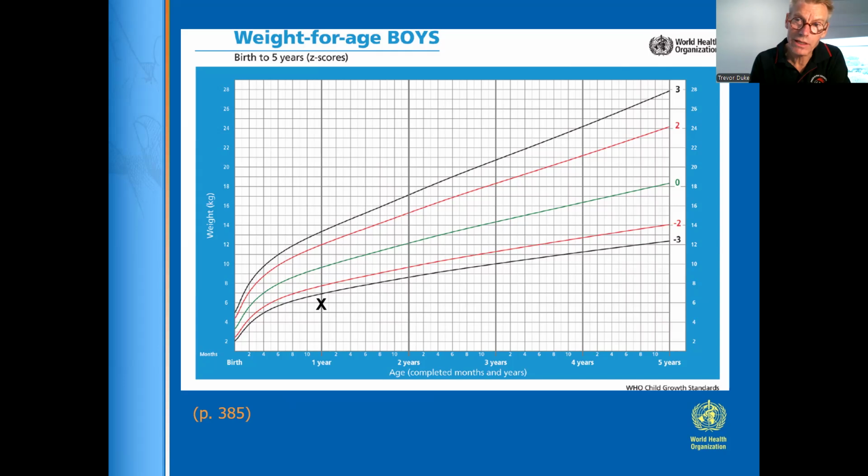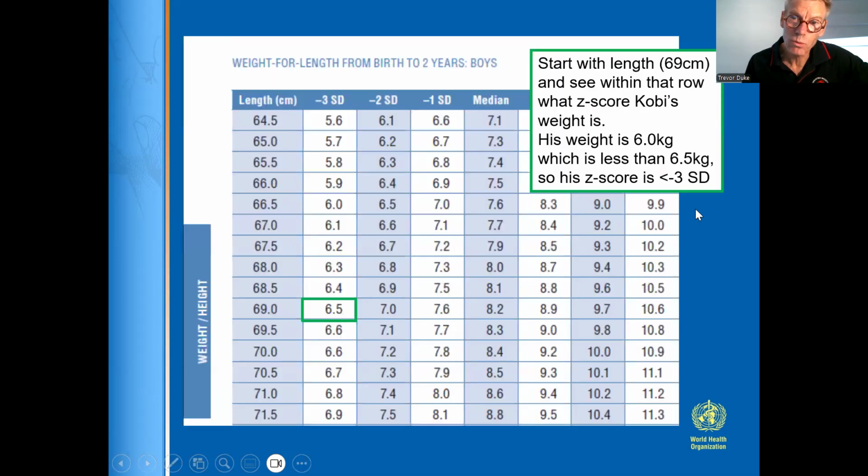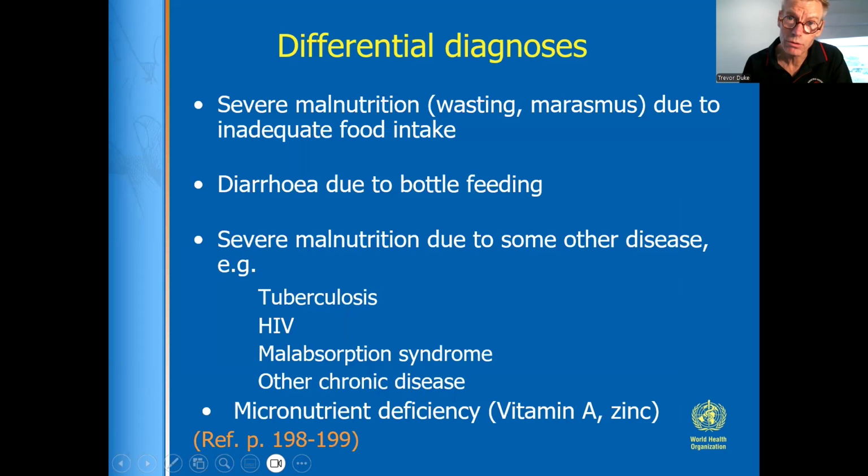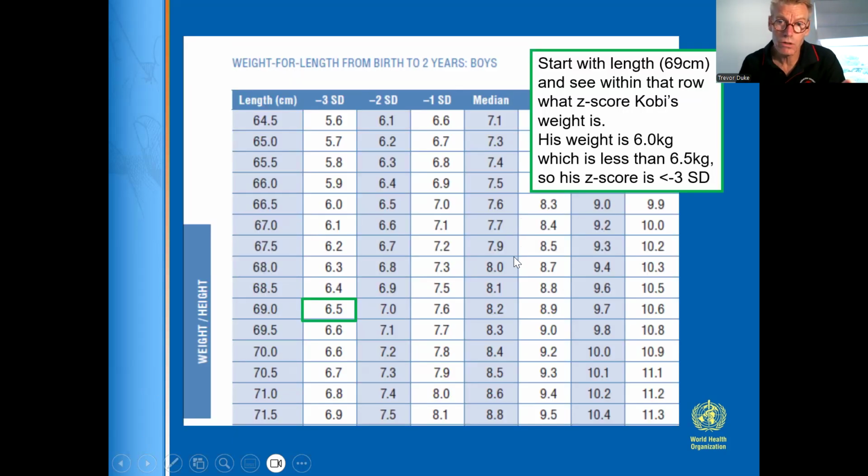The weight for length is another measure. Low weight for age can be seen in children who have chronic malnutrition, and low weight for length is more seen in children who have acute malnutrition. I think either one is acceptable, and actually weight for age is something that healthcare workers understand very well. But for Kobe, if you go to the chart on page 386, you'll see the weight for length from birth to 2 years in boys.